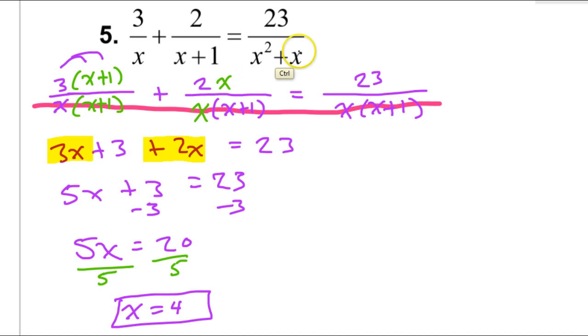But I need to look through real quick, make sure that this will not cause a 0 denominator and thus be extraneous. The number 4 will not cause a 0 denominator. So this is the solution to number 5.